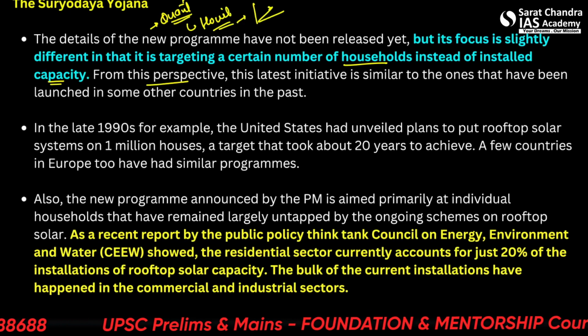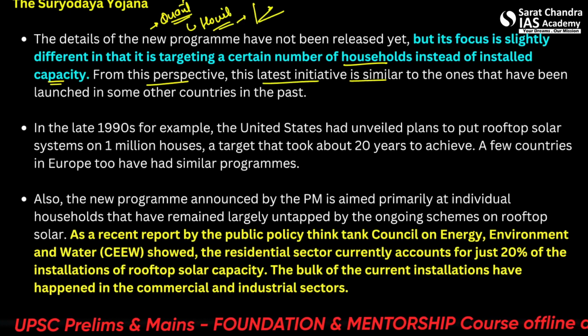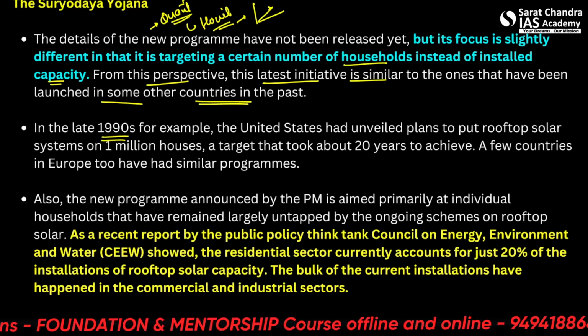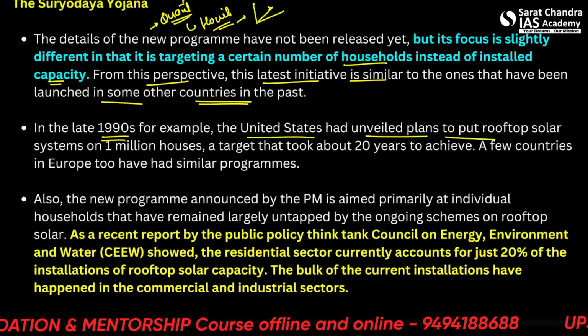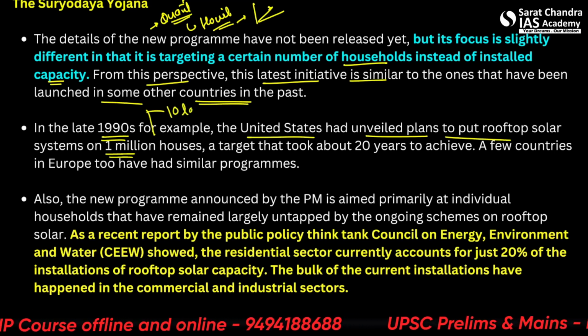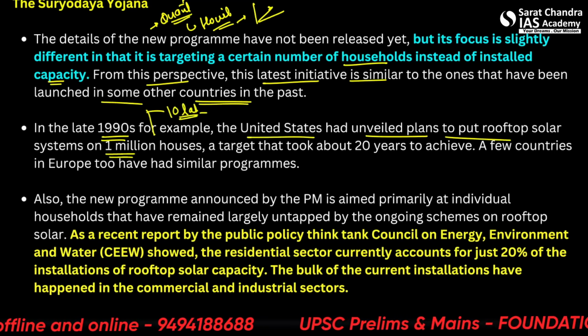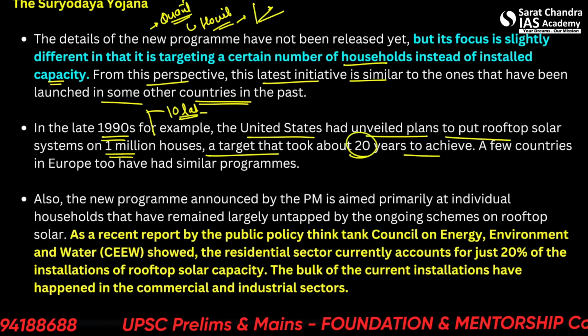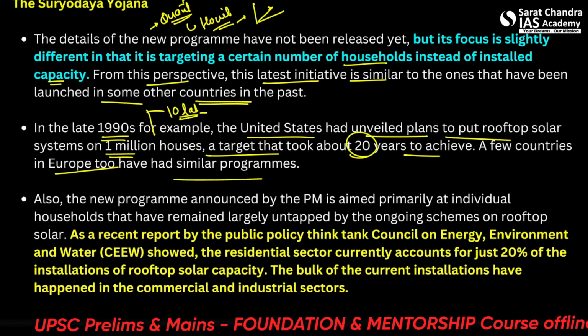So from this perspective, the latest initiative is similar to the ones that have been launched in some other countries in the past. So in the late 1990s, for example, the United States had unveiled plans to put rooftop solar on 1 million houses, that is 10 lakh. So 1/10 of what India is targeting. So a target that took around 20 years to achieve. A few countries in Europe too have had similar programs.